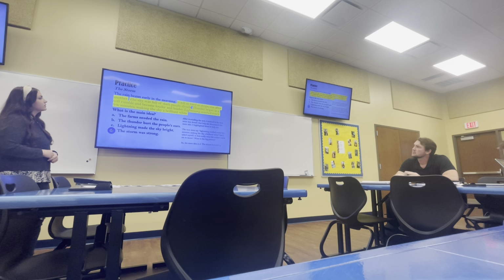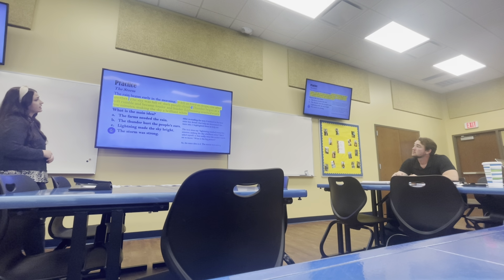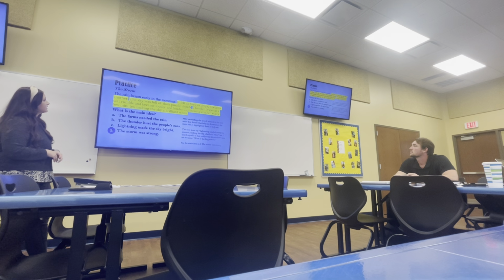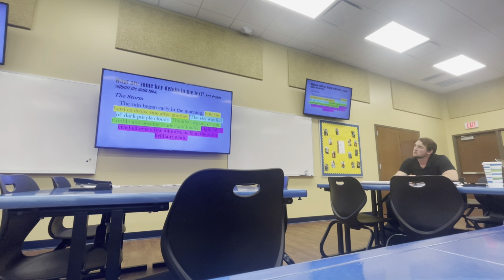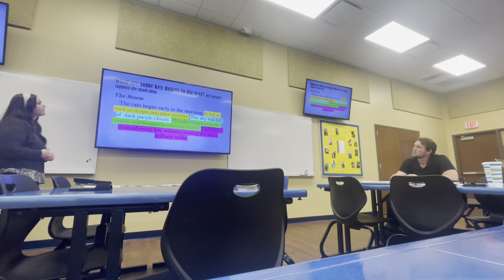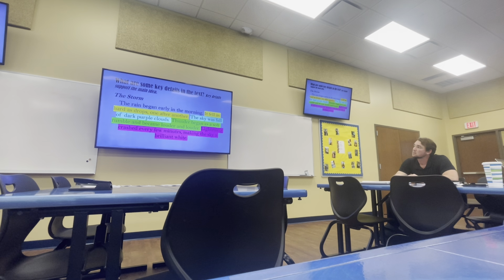After rereading the text, I noticed some key details that help me determine the main idea. I highlighted them to help me. The text does say lightning crashed every few minutes, making the sky brilliant white. But I asked myself, is this really what the author wants me to know? What is the big picture? So based off of these key details that are highlighted, I determined that D, the storm was strong, was the correct answer. And then I highlighted them again because the drops fell hard, the sky was full of dark purple clouds, the thunder began a soft rumble and became louder and louder, and lightning crashed every few minutes. So that is what helped me determine that the storm was strong.